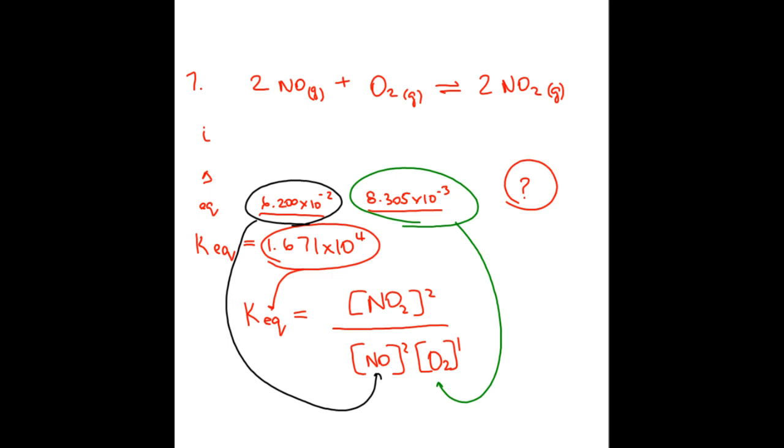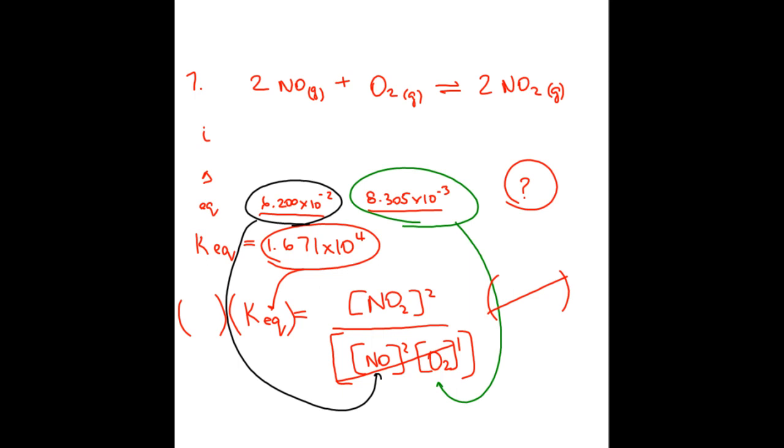Make sure to square the number for NO, and make sure that when you get everything on the denominator side in number form, what you're going to do is multiply that number to get rid of it on the numerator side. But whatever you do to one side, you're going to have to do also to the other side. And you're going to have a number equal to NO2 squared.